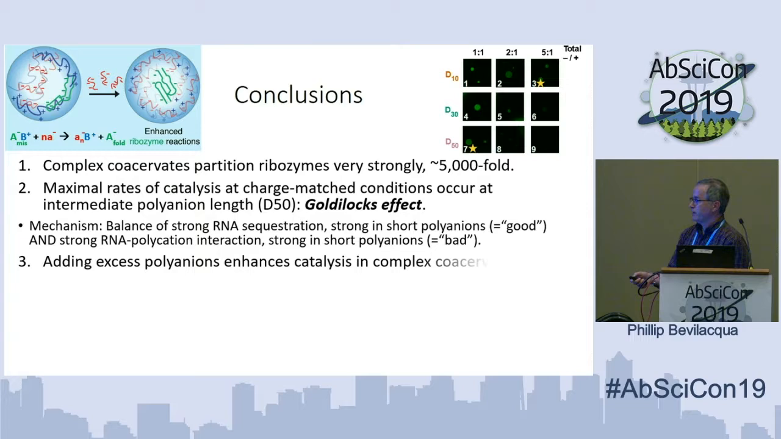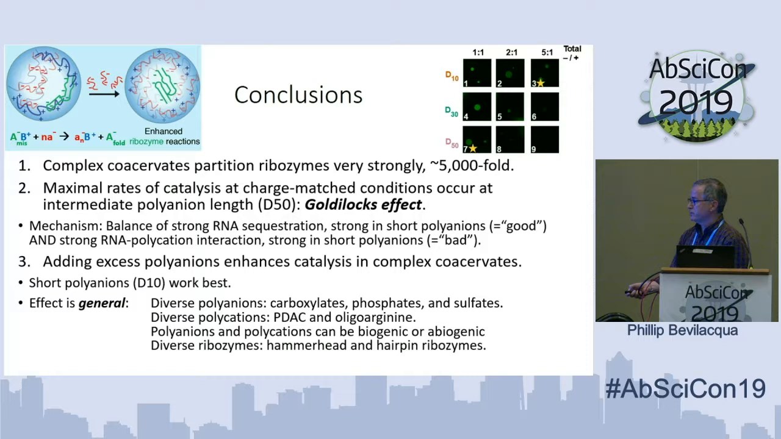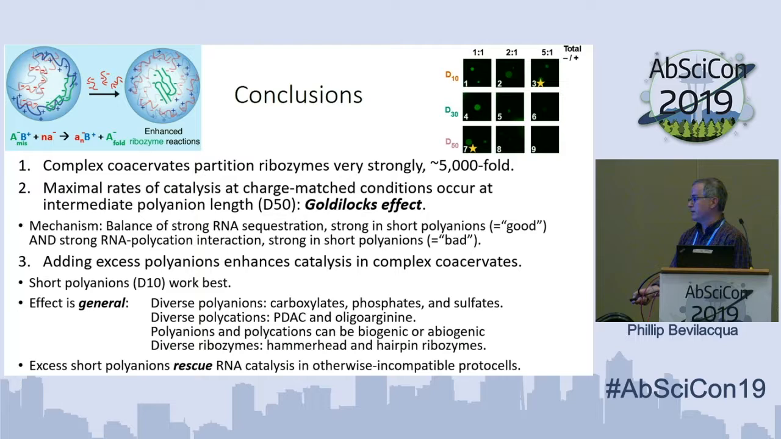And the final conclusion is that if you add excess polyanions, you can enhance catalysis in complex coacervates. And it's very general. So short polyanions work the best. They can be any kind of polyanion: carboxylates, phosphates, sulfates. They work well. It can be any kind of polycation. PDAC and oligoarginine work perfectly fine. The anions and cations can be biogenic or abiogenic, and it works in any ribozyme, or at least in two ribozymes. I showed you the data on the hammerhead, and we also have data on the hairpin ribozyme that I didn't have time to show you. And then finally, the excess short polyanions can rescue RNA catalysis in otherwise incompatible protocells.